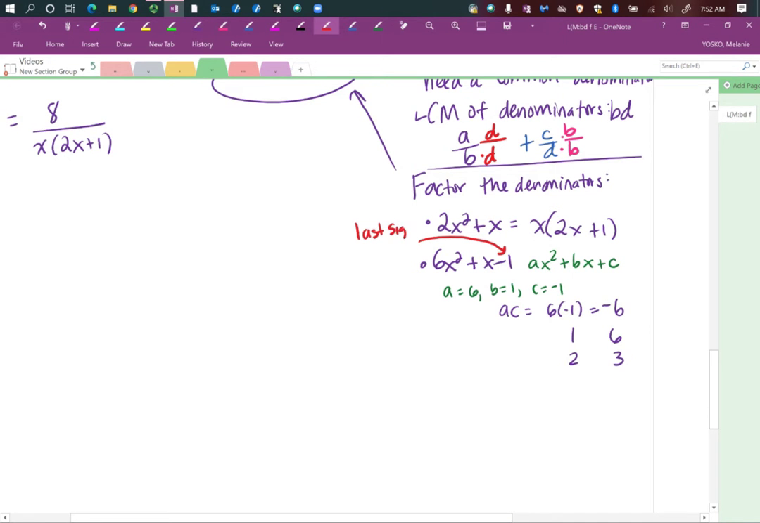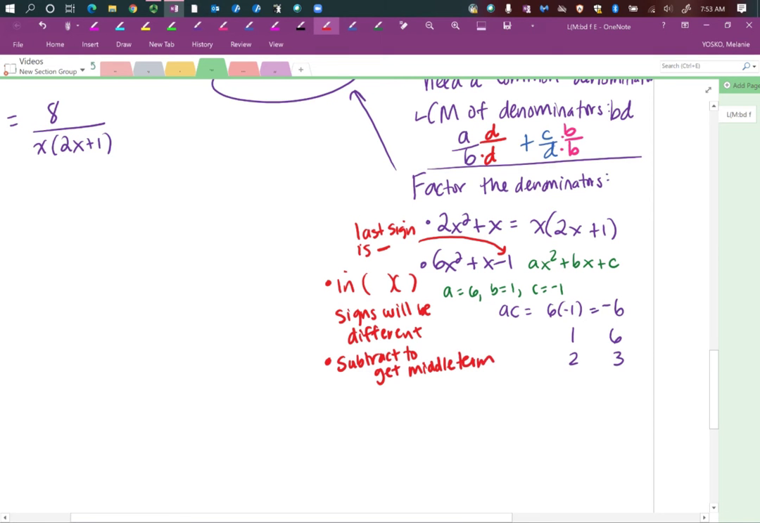We see here that the sign of c is a negative. So that tells us 2 things. First, when we end up factoring in our parentheses, the signs will be different. We're not to the factorization yet. It also tells us that we will subtract to get the middle term. So when we subtract, we're going to use different signs. And we want the biggest number to be positive, because the sign on the middle term is a positive. So positive, negative, positive, negative.